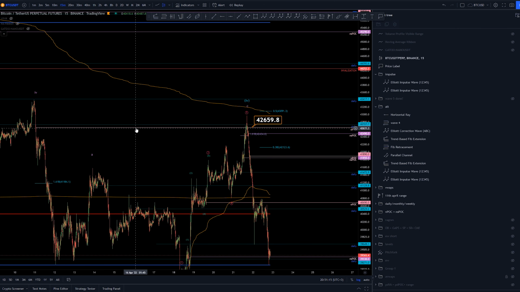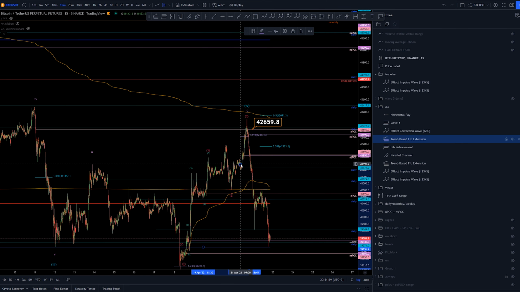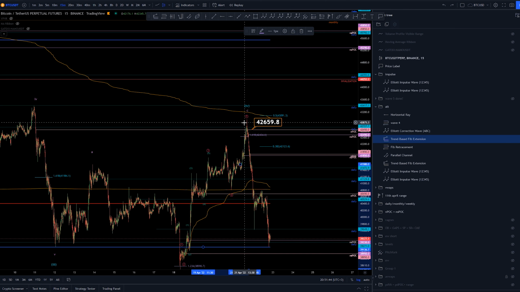Again, this was the area where we had mentioned the naked point of control plus the daily. This is a significant area of support, resistance. We also had this, what is this called, Fibonacci extension of 1.618, but this is a bit lower. So again, we hadn't got a confluence on this exact level, but we had it above it.